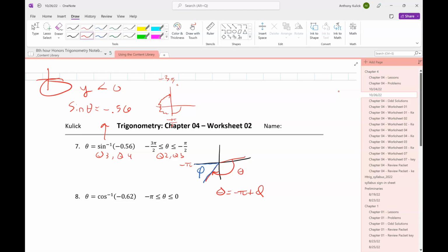Katie: Where's the range of sine? Negative pi over 2 to pi over 2. Quadrants 1 and 4. That's what you're asking, right?